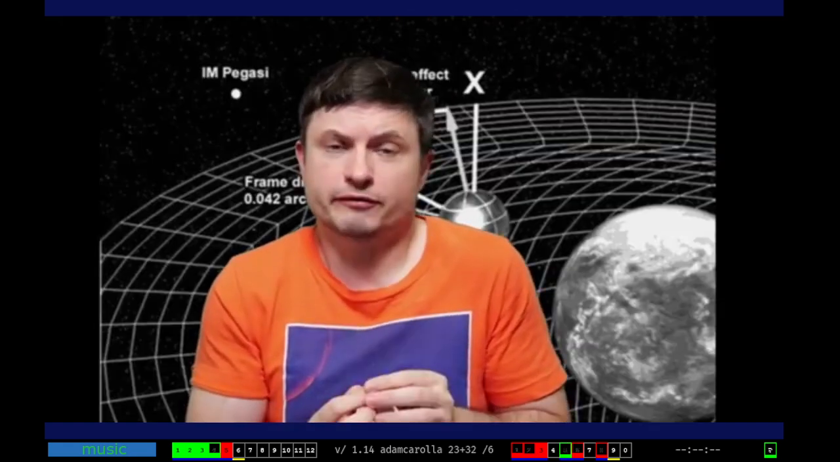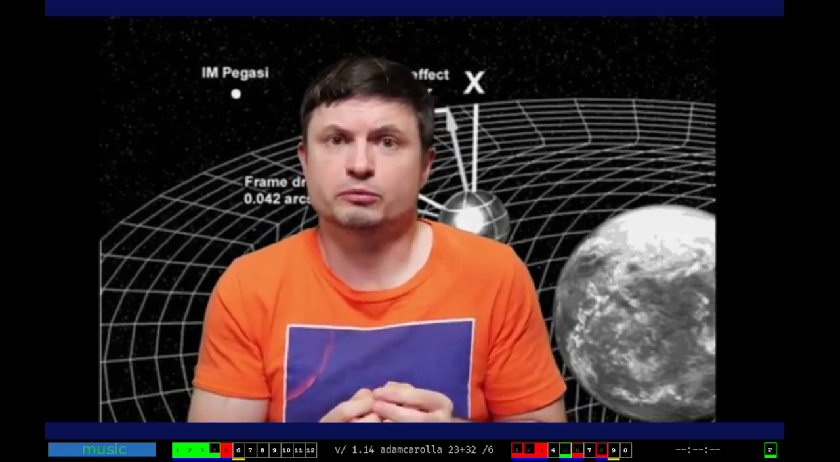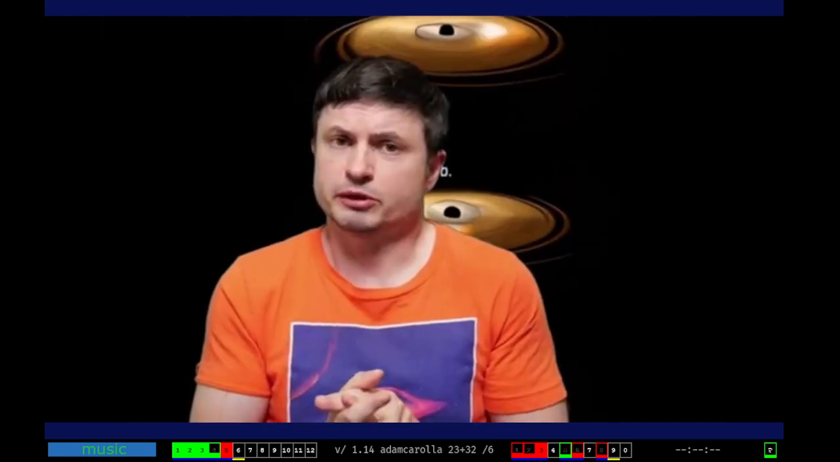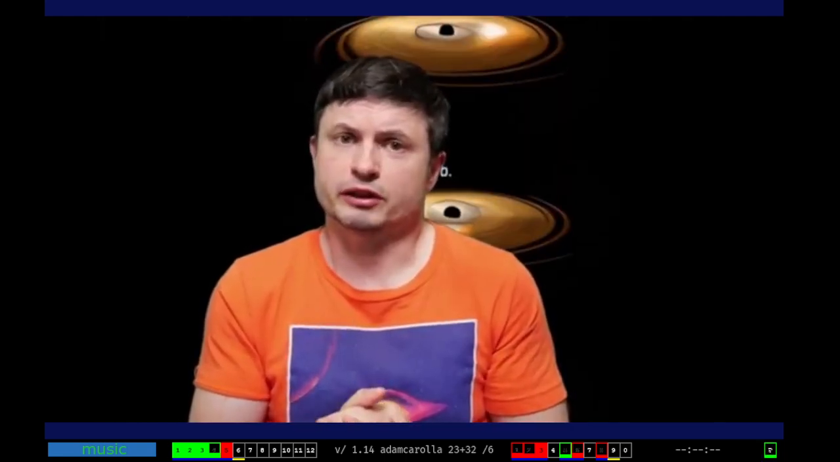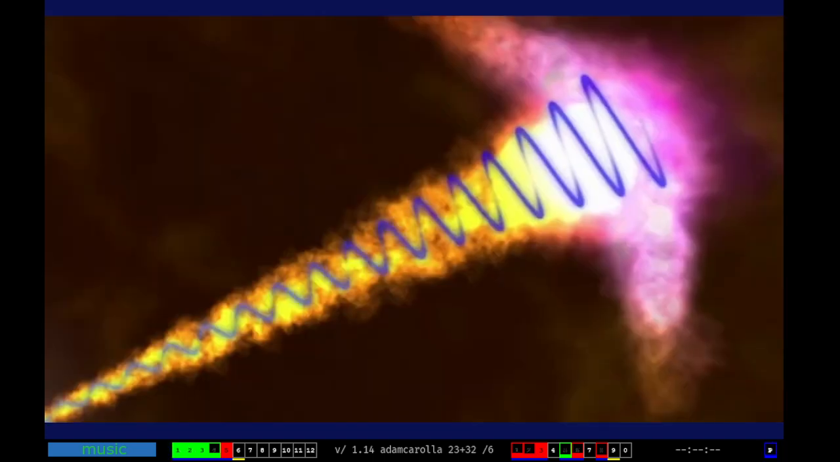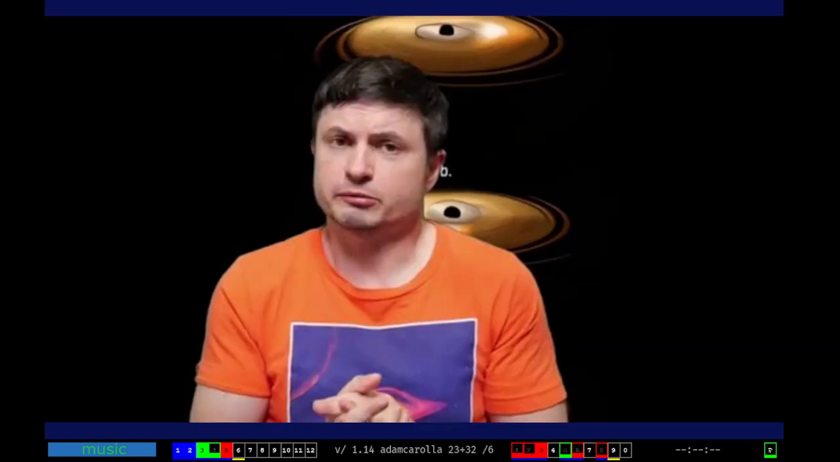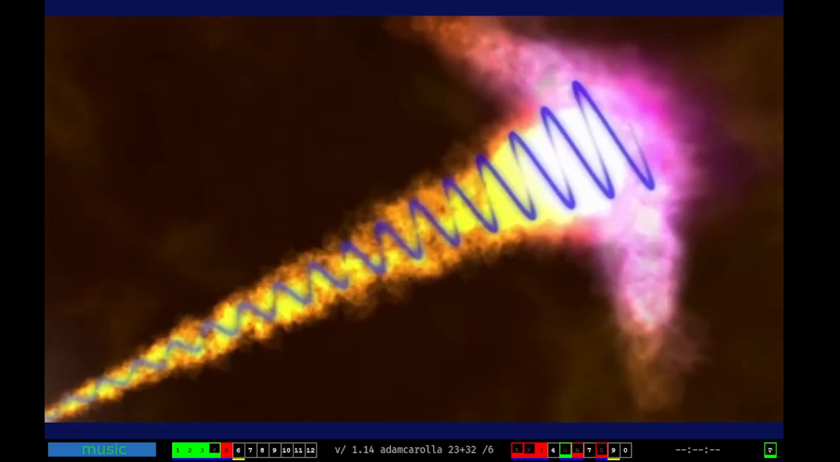The frame dragging effect. Let's briefly talk about the mechanics of these engines. Observing the mechanics of these engines.